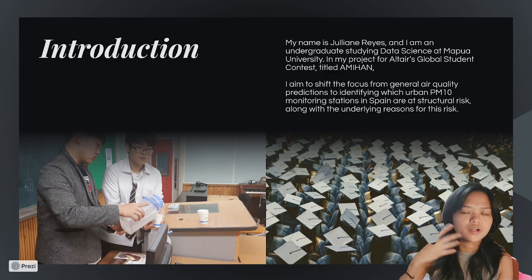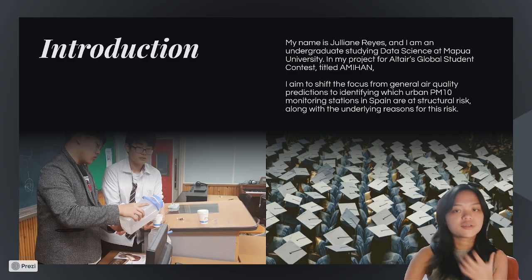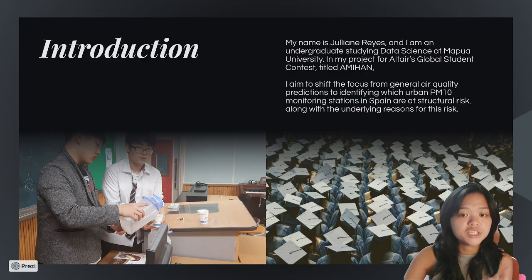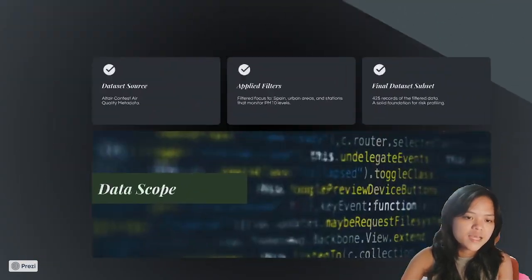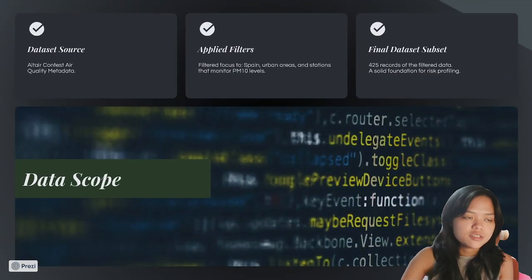So, in my project for Altair's Global Student Contest titled AMIHAN, I aim to shift the focus from general air quality predictions to identifying which urban PM10 monitoring stations in Spain are at structural risk, along with the underlying reasons for this risk. So let's tackle my data scope.